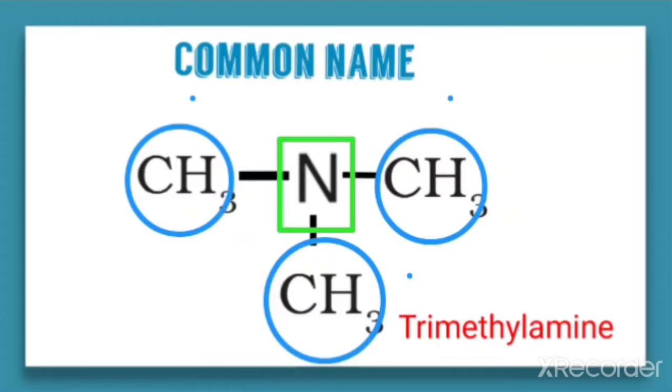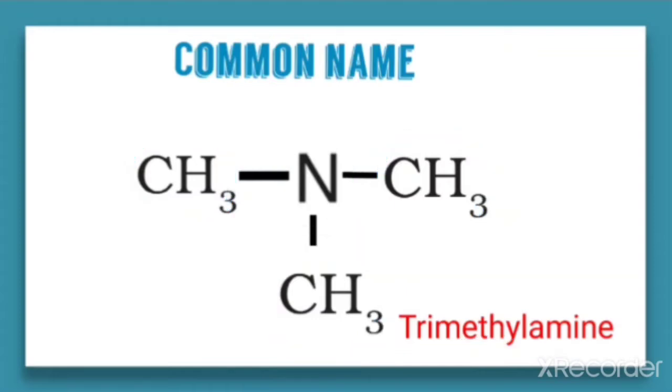So how do we name this one? Because three alkyl groups are there, therefore we have to name this one as tri, because three methyl groups, therefore trimethyl, and we have to add the suffix amine. So the name of this compound is trimethylamine.